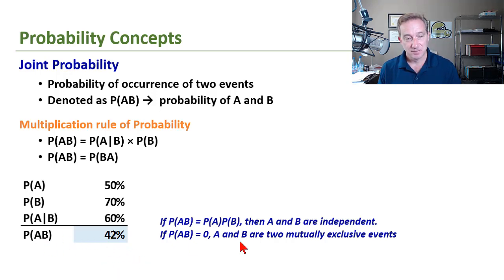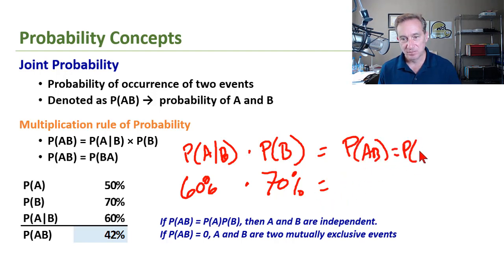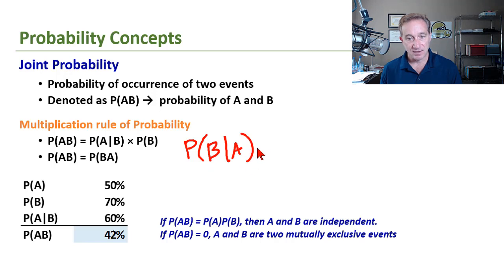How did we get that? Well, we took the 60% as the probability of A conditional on B. We apply this rule and multiply that by the unconditional probability of B, which is 70%, and we get that the joint probability of AB or BA is equal to 42%. And then by the way, what is the probability of B conditional on A?